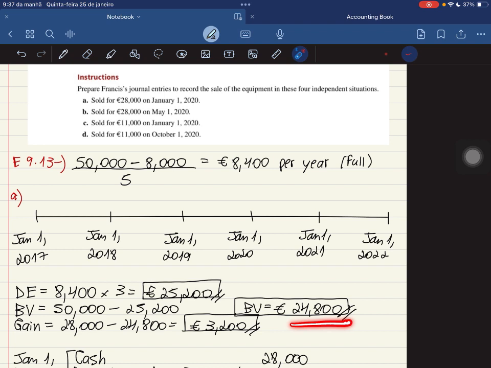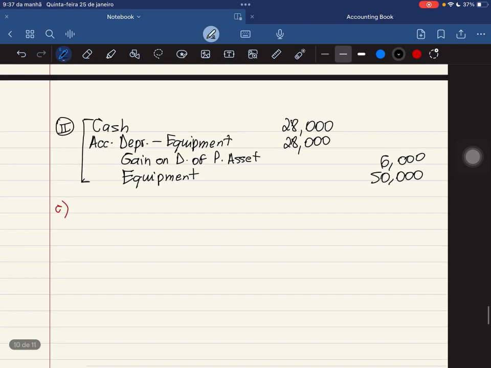So if I sell it for more, there's a gain. If I sell it for less, there is a loss. I sold it for 11,000, so there is clearly a loss: a loss on disposal of plant asset. To calculate the loss, we take the book value amount, which was 24,800, minus how much I actually got when I sold it. That is 13,800. This is the loss that I have.